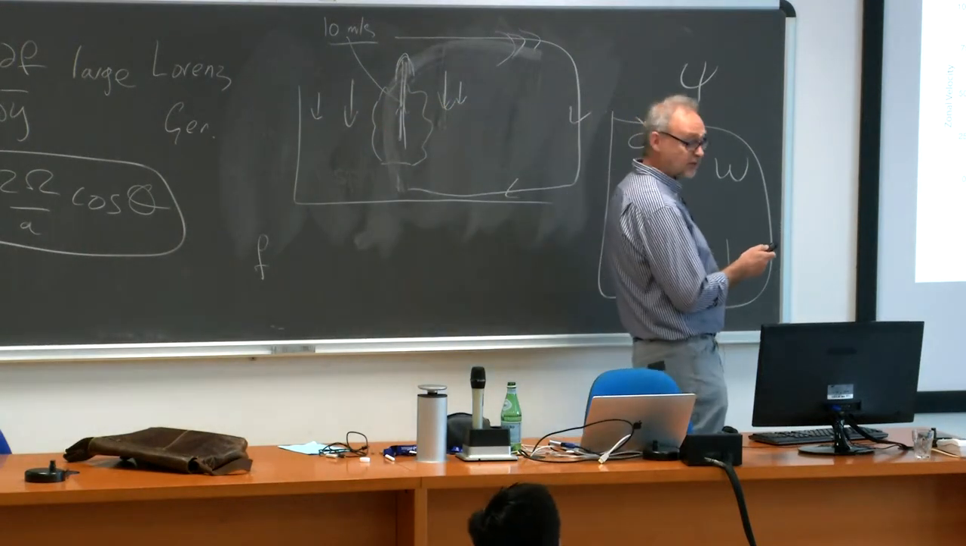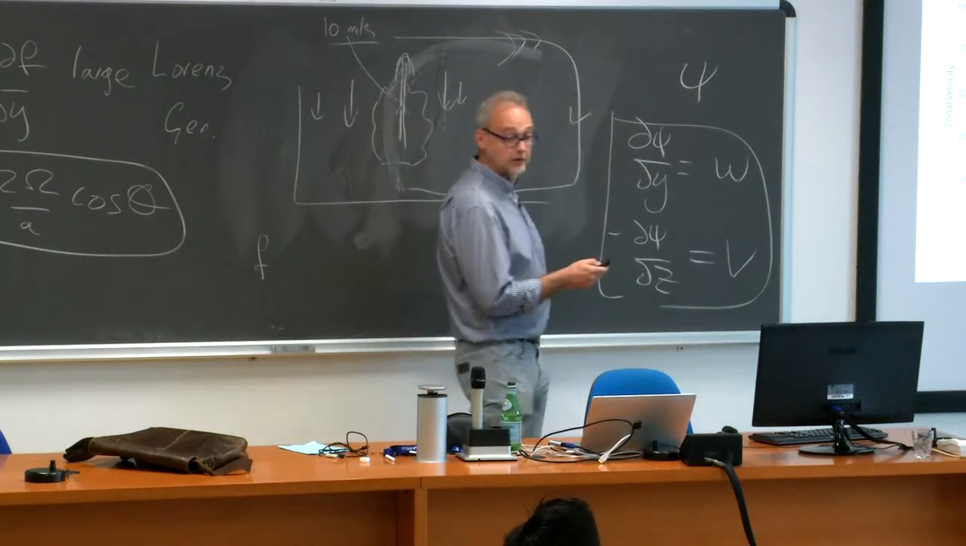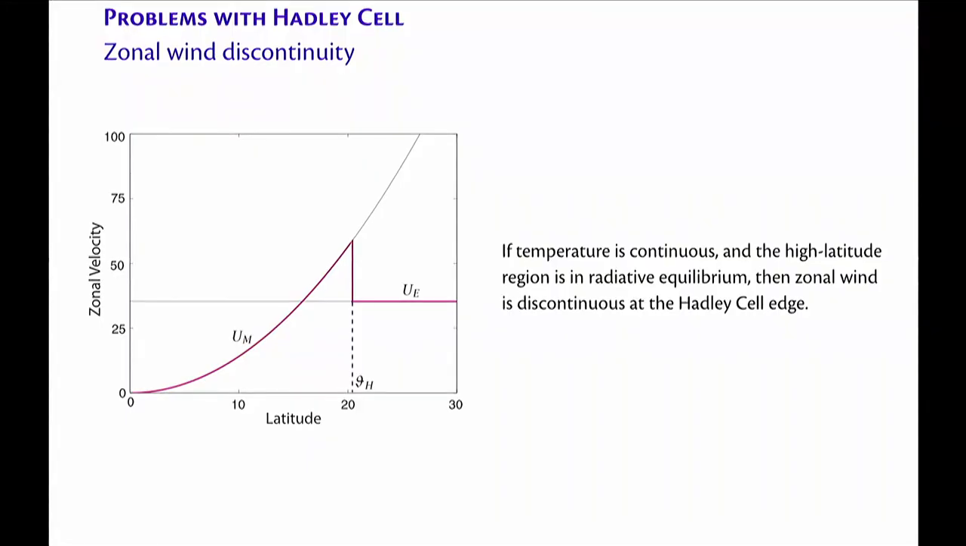Thank you. There's another little problem with Held and Hu, by the way, which is that the zonal wind is discontinuous in the Held Hu theory. It increases to the edge of the Hadley cell, and then it drops discontinuously until you get the radiative equilibrium wind.